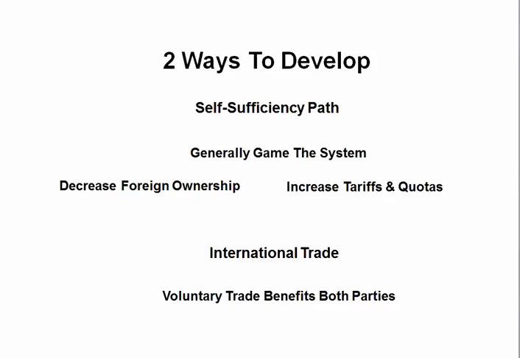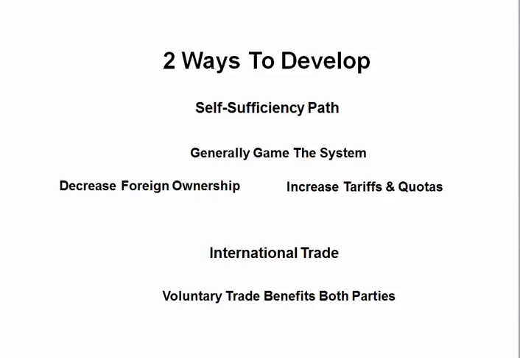If you don't want to follow the self-sufficiency path, you could try the international trade path. And what economists say is that voluntary trade benefits both parties. In other words, if it really is a voluntary trade, both parties must have estimated that it was in their self-interest to do the deal. So there are two winners. There is not a winner and a loser.